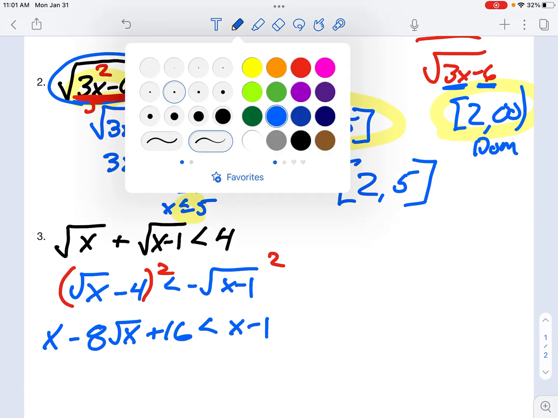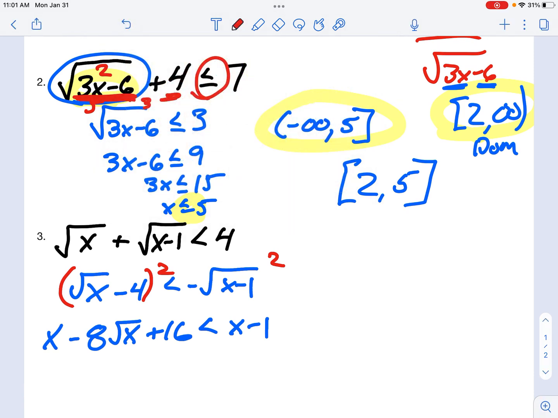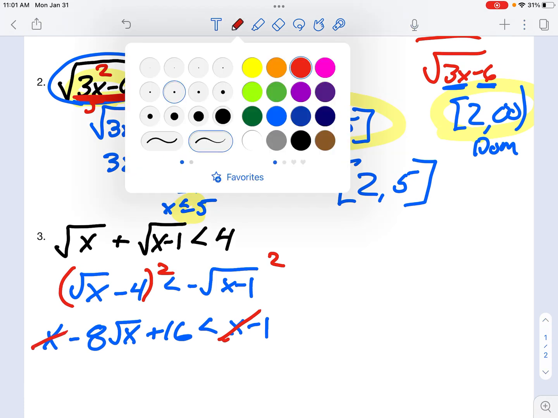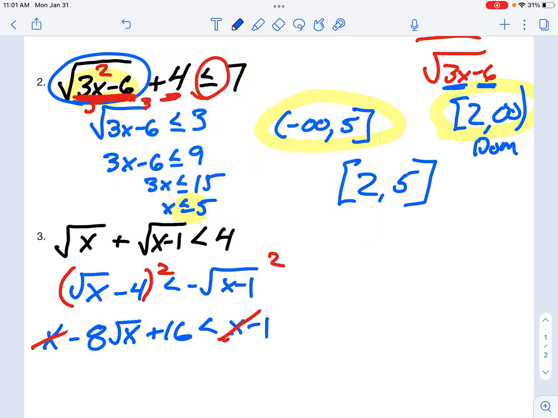Now from here, something nice happens for me: I see I have an x on one side and an x on the other side. That's nice because if I subtract x from both sides, that's going to eliminate the variable x, and now I just have a radical to try to isolate. So in doing so, I'm going to leave negative 8 square root of x on the left, and this would be less than negative 17.